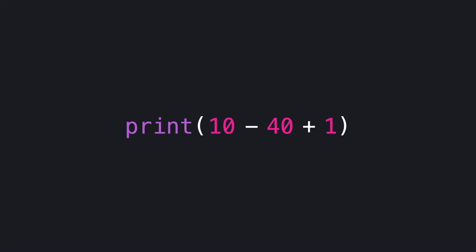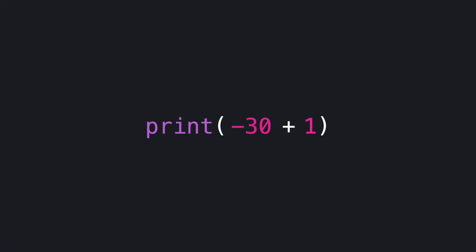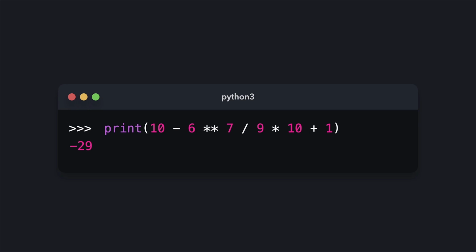Finally, we only have the least prioritized operators left, namely the plus and the minus operator. Again, we calculate the result from the left-hand side. 10 minus 40 is minus 30. Minus 30 plus 1 is minus 29. This is why the result is minus 29.